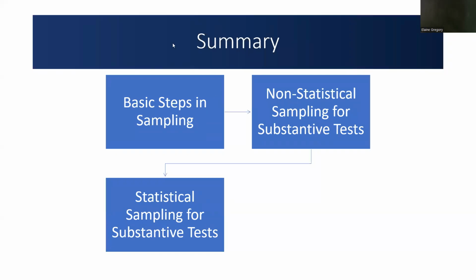So in summary, we looked at the 7 basic steps in sampling, and we looked at non-statistical sampling and statistical sampling for substantive tests. Again, please read the entire chapter for the detail. And if you have any questions, please reach out, and I'll see you in the classroom.